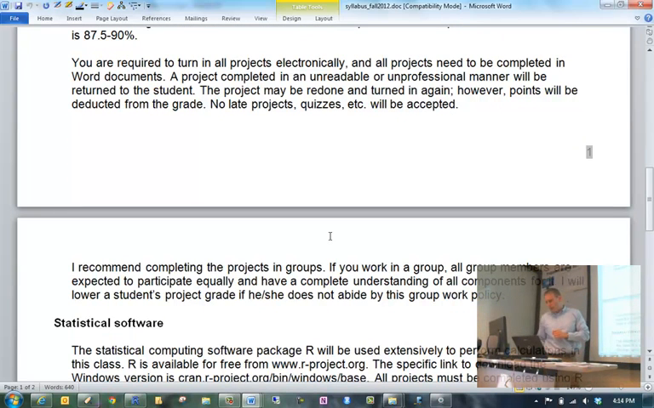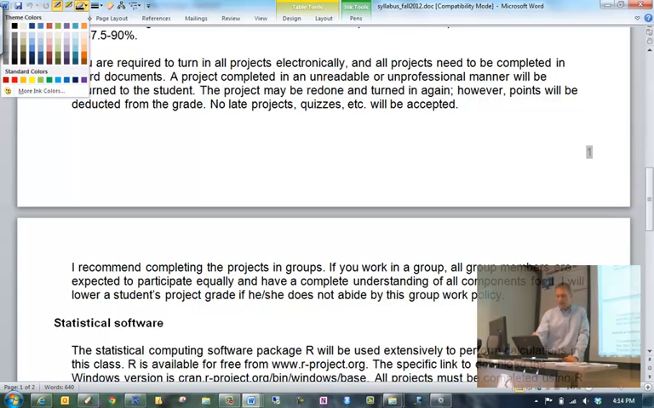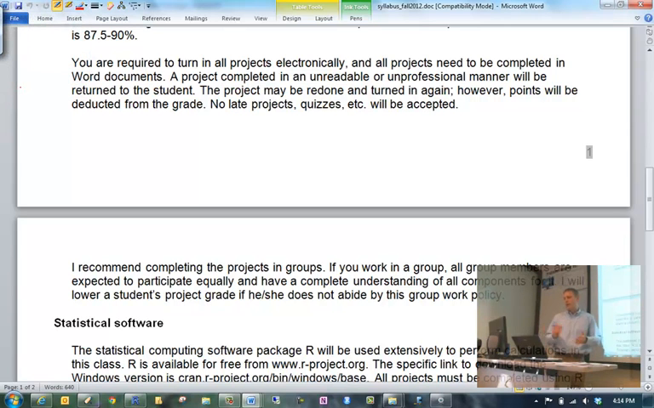Now, I will be grading everything electronically. You will not hand in anything in terms of projects to me on paper. Because of that, you need to turn in all your projects electronically to me in Word documents. If it's a PDF, we can discuss what we can do about that if you don't want to use Word.